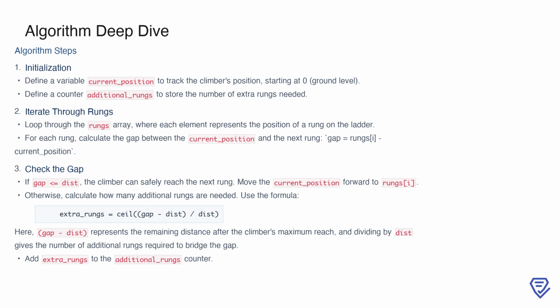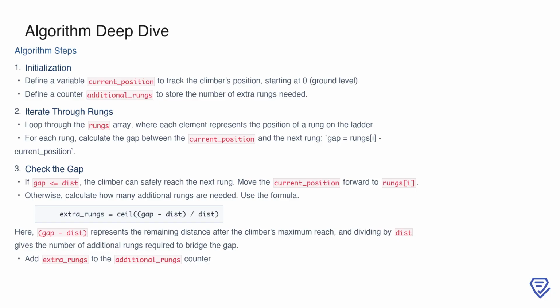This is done using the formula ceil((gap - dist) / dist). The term (gap - dist) represents the part of the gap that exceeds the climber's reach, and dividing by dist gives the number of intermediate rungs required. The ceiling function ensures we round up to cover the gap completely. These extra rungs are then added to our additional_rungs counter, which accumulates the total number of rungs added so far.